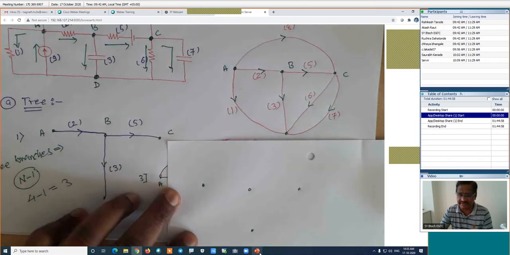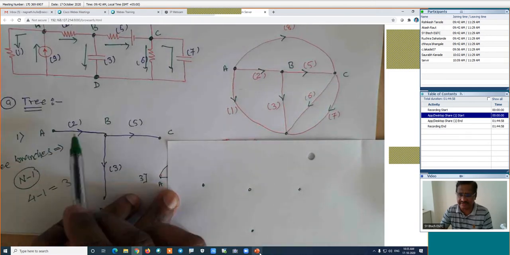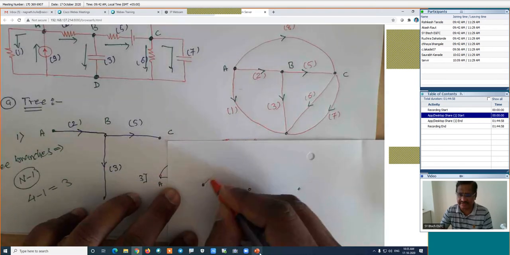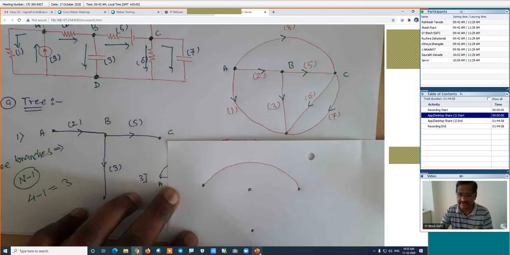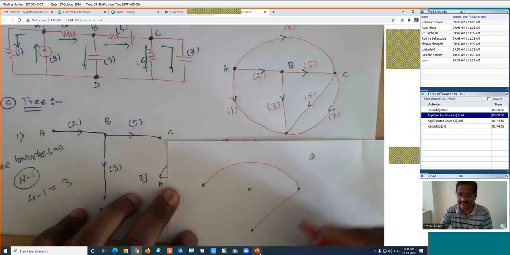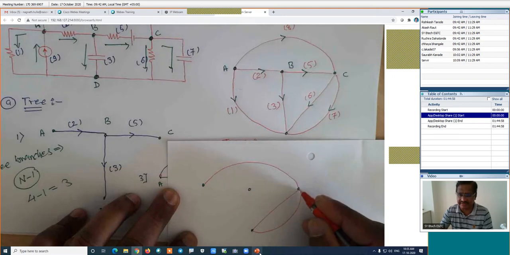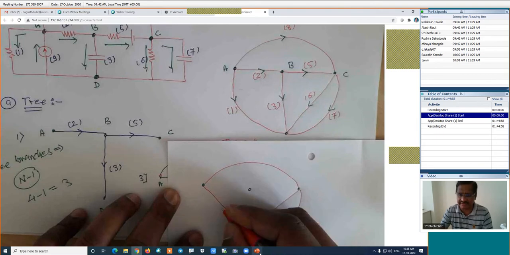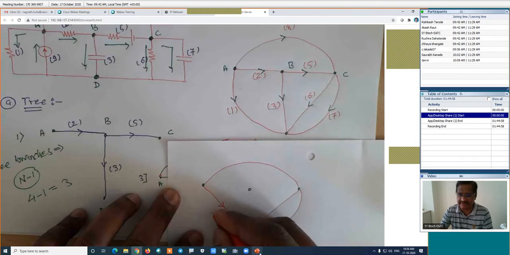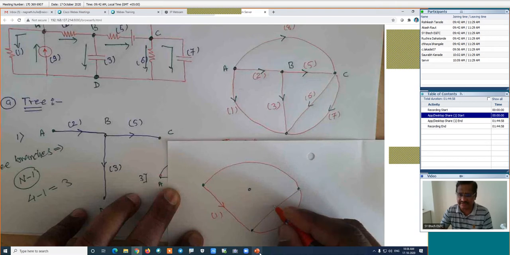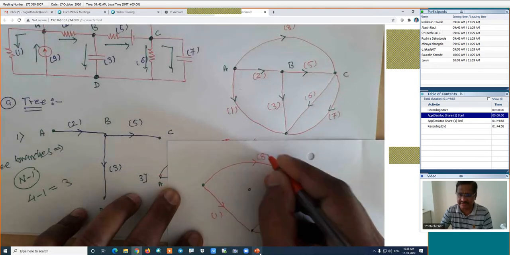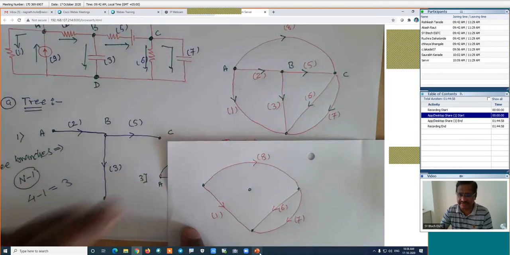Is it right? I have taken these 1, 2, 3 branches as a tree. Excluding those 3 branches, maybe this branch, maybe this branch, maybe this branch, and this branch. This direction is downward. This is branch number 1. This direction is downward. It is branch number 6. This is downward, branch number 7. And this is forward, which is branch number 8.